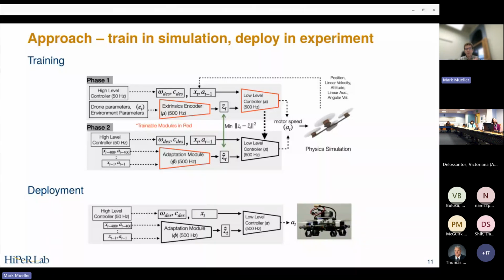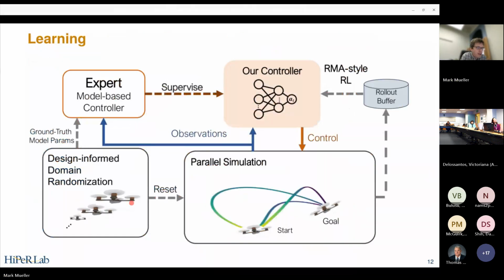So the learning approach is as follows. We have our simulation, which can generate random vehicles, and I'll speak to this in a moment. The simulator will generate a random vehicle that's physically plausible. We can then run a simulation where this vehicle is tasked with flying from one point to another.